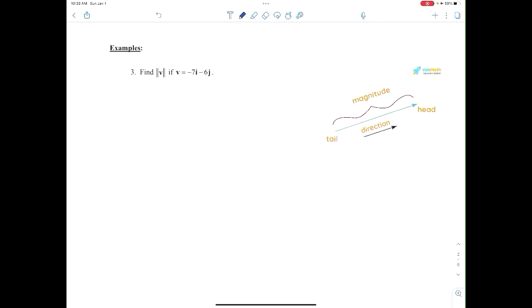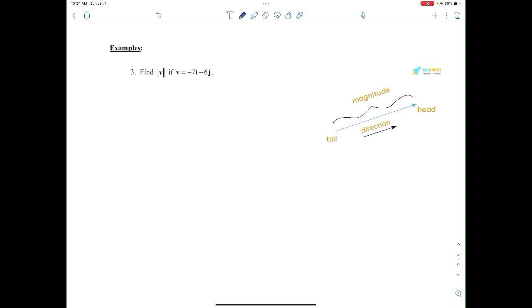Okay, next we're going to talk about magnitude. The magnitude is one of the components that vectors tell us. So one of the components is direction and the other is magnitude. Magnitude is its length, so how long is it going in that direction? That's represented by our magnitude. So we'll find our magnitude. It's represented by the double lines here.